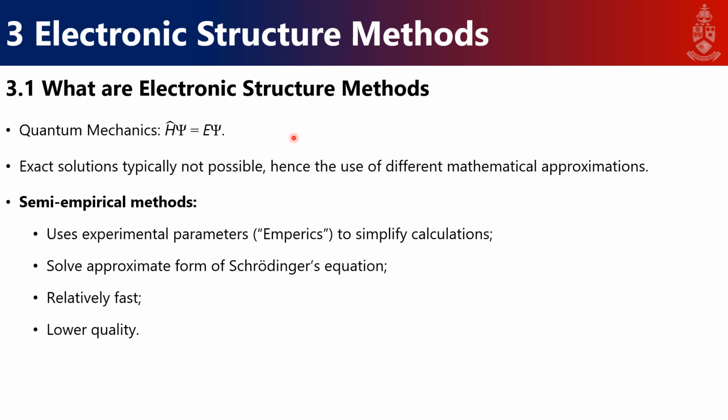And then we have two different schools of thought: the semi-empirical and the ab initio methods. And they are essentially two different kinds of approximations. With ab initio, you use different kinds of mathematical approximations. Semi-empirical methods, of course, use the empirics, or the experimental parameters, to simplify the calculations. And they solve an approximate form of this Schrödinger equation.